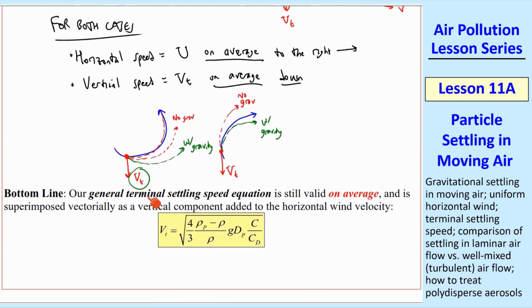So the bottom line is our general terminal settling speed equation here is still valid on average, and it's superimposed vectorially as a vertical component added to the horizontal wind velocity. So we really treat laminar and turbulent the same way on average.